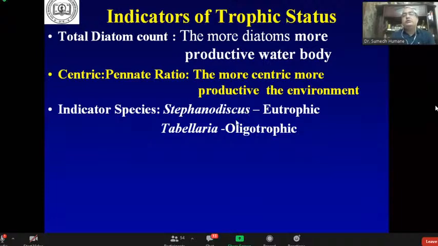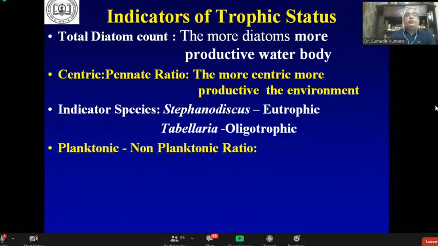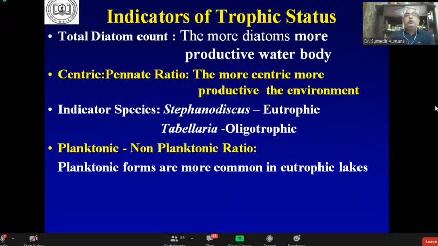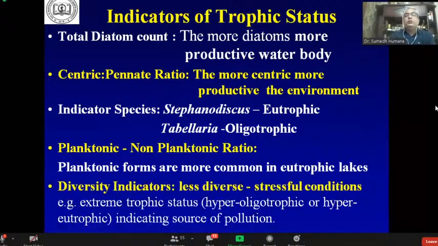Likewise, Stephanodiscus is one of the important indicator diatoms, which is always found in eutrophic water. You have oligotrophic water bodies also, represented by genera like Tabellaria. They are always found in the oligotrophic environment, wherein the nutrient concentration is very low. The planktic to non-planktic ratio is important. Planktonic forms are more common in eutrophic water, considering the abundance of nutrients in the water.